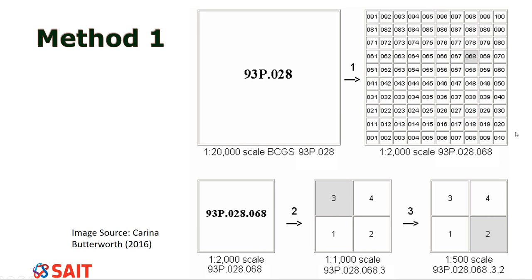I'm just using this diagram here. So we have 93P028. You can see that now, instead of saying 93P10 or 93P02, where we're looking at a 1 to 50,000 map, as soon as we have 3 digits, we know that it has been split up into 100 pieces.